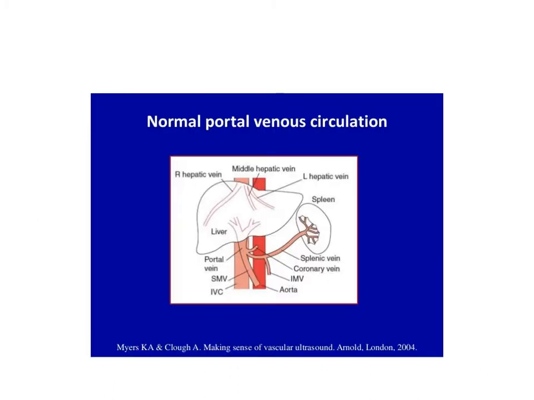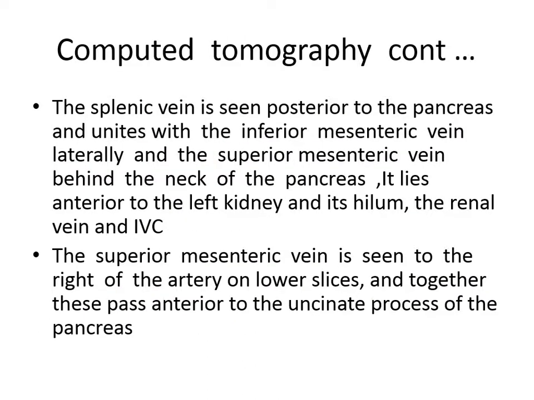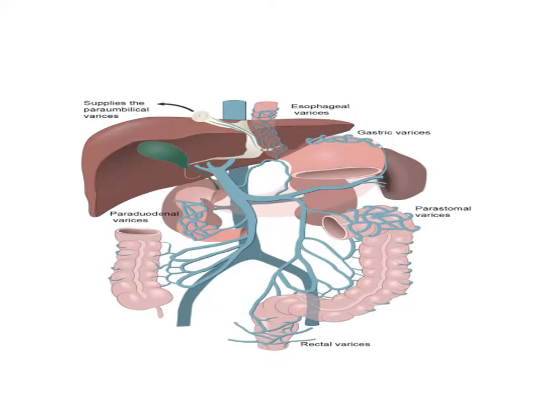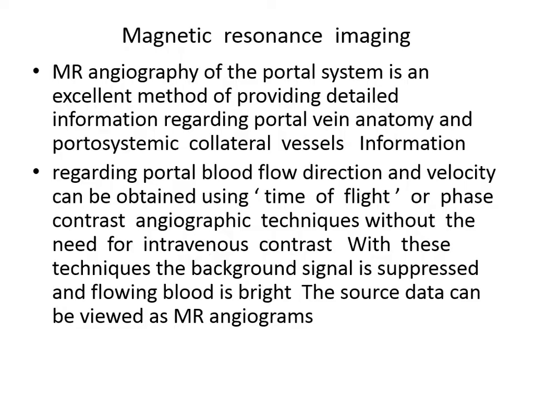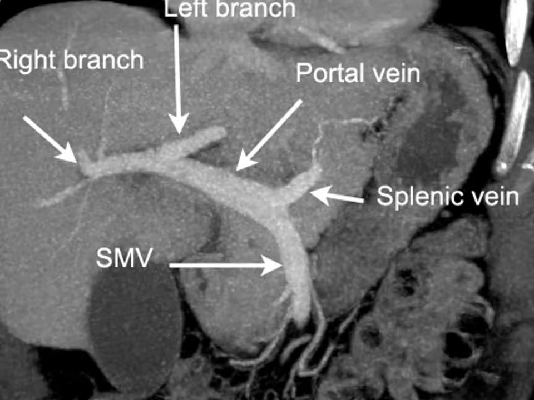Portal hypertension, no portal hypertension, tumor, whatever, the hepatic artery is towards the liver. So portal vein and hepatic artery should always be in the same direction, same color. If you see one red and one blue, there is reversal of blood flow. Red and blue is wrong. Always the same color.